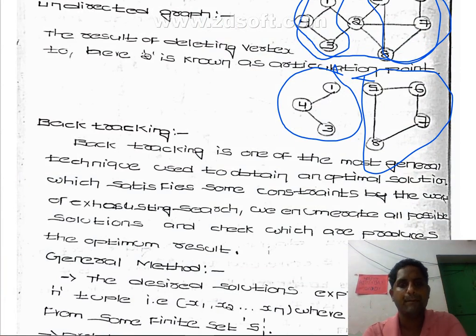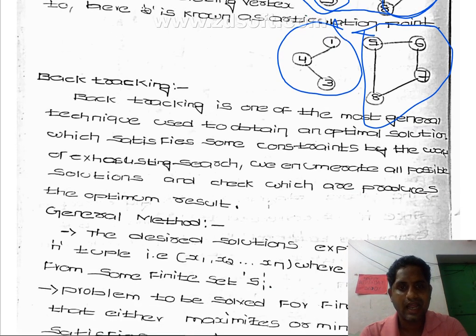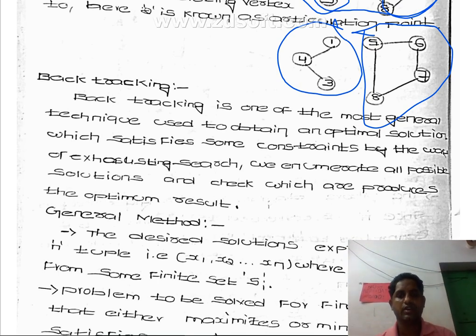Next, backtracking. So backtracking is one of the most general techniques used to obtain an optimal solution. To calculate an optimal solution, we use backtracking. We use the greedy method, we use dynamic programming, there is backtracking, next branching and bound. So different types of techniques we have to use. We can get the optimal solution for the given problems.